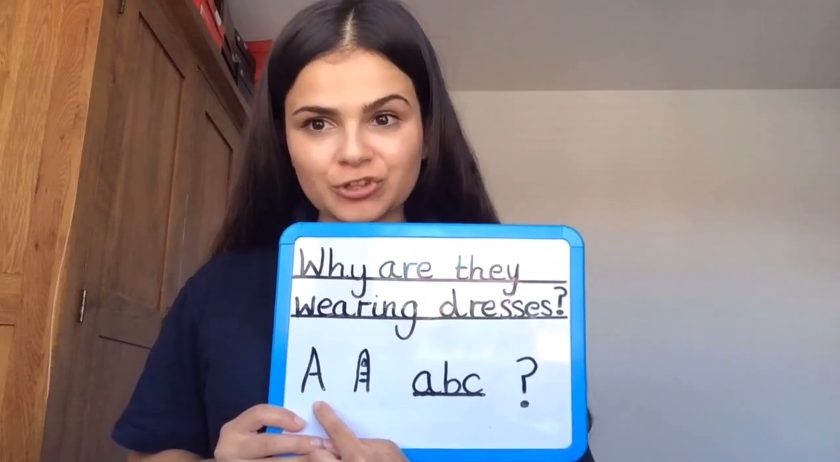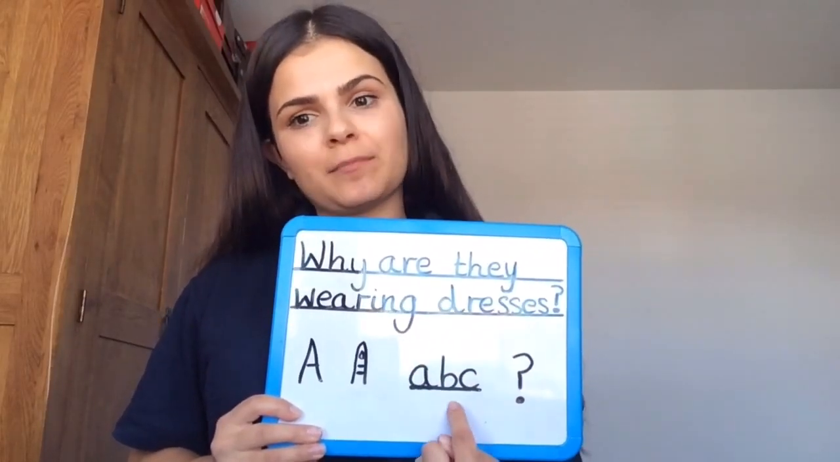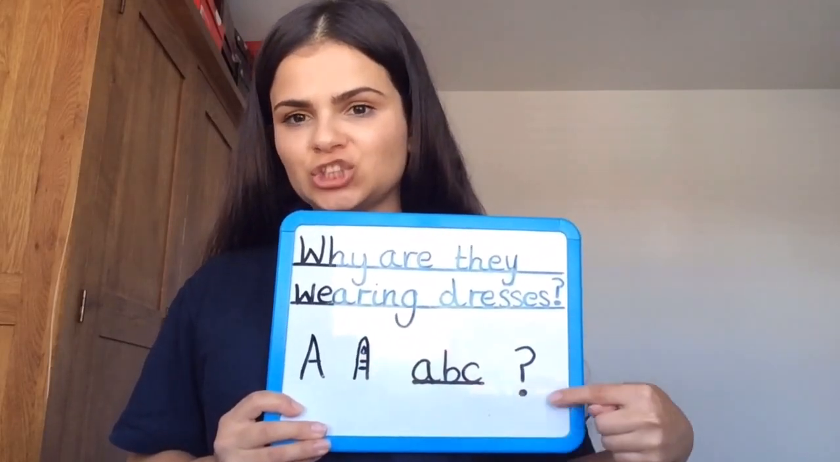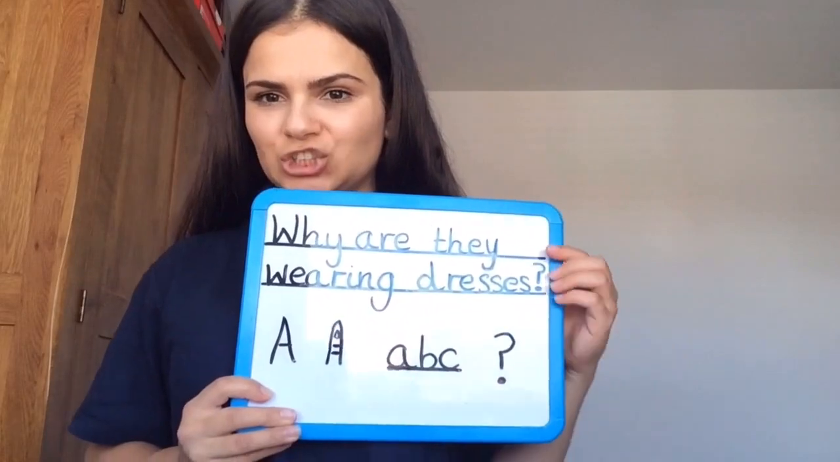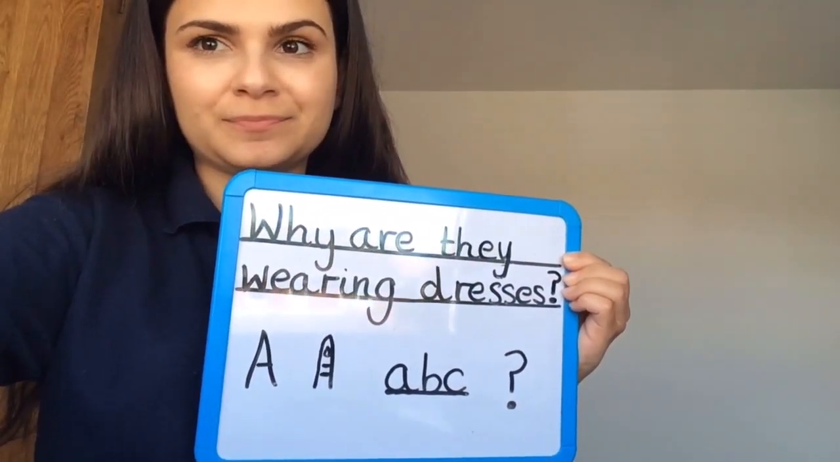Now let's check. I've done everything I need to write a super question. I've got a capital letter at the start of my sentence. I've got my finger spaces. My letters sit on the line. And I've ended my question with a question mark. Super. Very proud of myself.